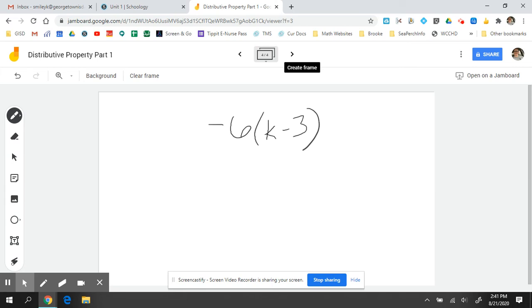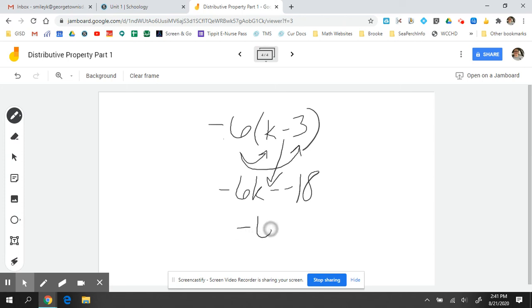Okay, let's check your answer. Hopefully you paused it and you worked the problem. Negative 6 times k is negative 6k. Negative 6 times 3. Okay, notice I bring this subtraction sign down. Negative 6 times 3 is negative 18. We have two negatives, or like a subtraction sign and a negative. Nobody is going to have an answer choice that looks like this. You will have this as your answer choice.